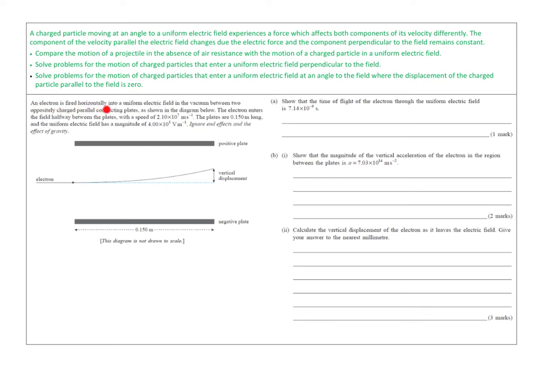An electron is fired horizontally into a uniform electric field in the vacuum between two oppositely charged parallel conducting plates as shown in the diagram below. The electron enters the field halfway between the plates with a speed of 2 times 10 to the 7 metres per second. The plates are 0.15 metres long and the uniform electric field has a magnitude of 4 times 10 to the 3 volts per metre. So we haven't been given a voltage that we need to work out an electric field strength. It's given us the electric field strength. We could actually rearrange that formula and work out what the voltage is.